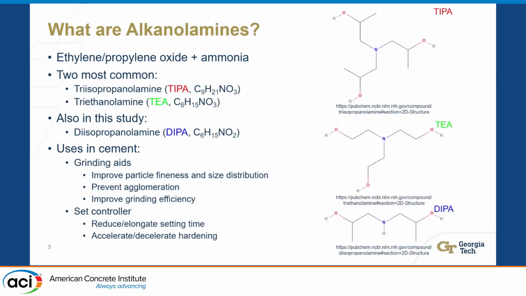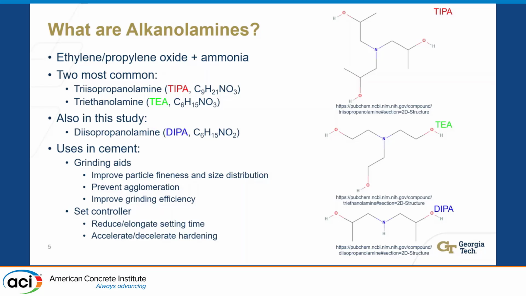What are alkanolamines? What is this big word that I've been saying and messing up a couple of times? So they're a product of ethylene or propylene oxide and ammonia. The two most common in our industry right now are triisopropanolamine or TIPA and triethanolamine or TEA. Also used in this study is diisopropanolamine or DIPA. I have those structures on the right if you're interested. And they're commonly used in Portland cement as grinding aids, so we want more efficient grinding, use less energy, and also have more even grinding. They're also used in Portland cement when admixed as a set controller to reduce or elongate the setting time and accelerate or decelerate hardening.